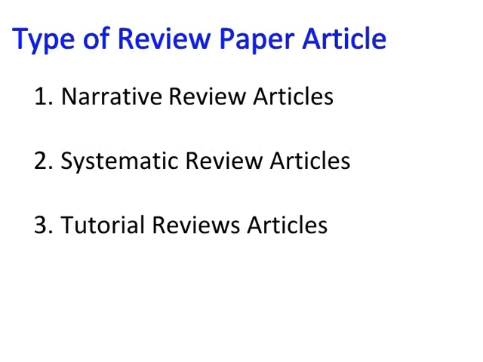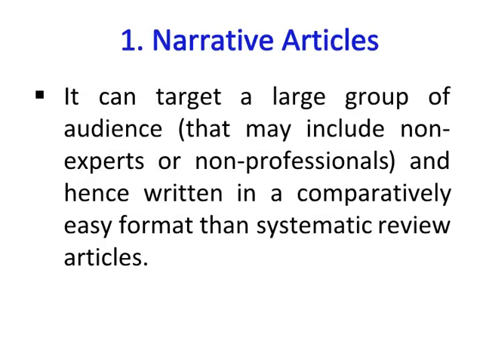Types of review paper article. Number 1 is narrative review articles. Number 2 is systematic review articles. Number 3 is tutorial review articles. Number 1 is narrative review articles. It can target a large group of audience, that may include non-experts or non-professionals, and hence is written in a comparatively easy format than systematic review articles.